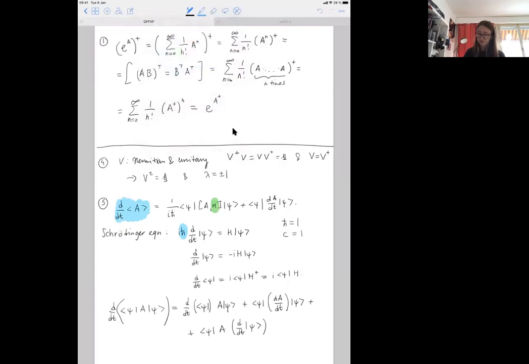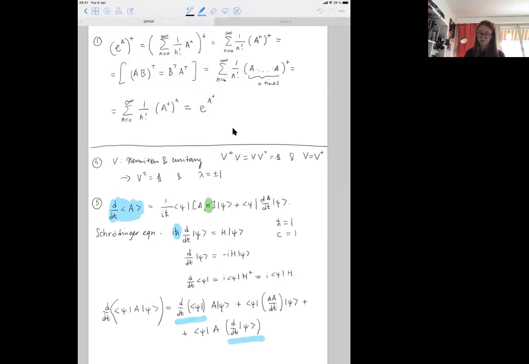Okay, and for this and this, we already know the expressions which were written above. So then we just need to substitute, and hence what we get is ⟨psi|HA|psi⟩ plus ⟨psi|dA/dt|psi⟩ minus ⟨psi|AH|psi⟩.